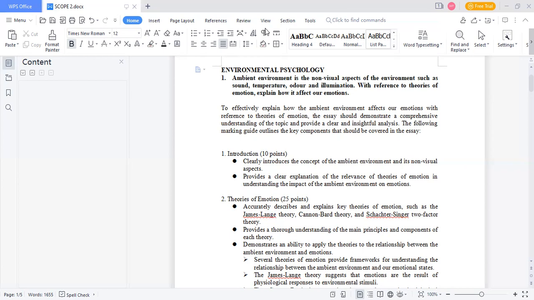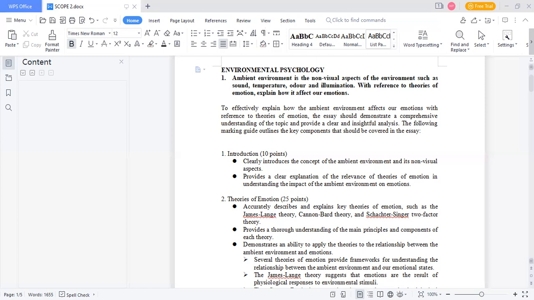So the first question that we need to look at is: ambient environment is the non-visual aspects of the environment, such as sound, temperature, odor, illumination. With reference to theories of emotion, explain how it affects our emotions. As I reread the question: ambient environment is the non-visual aspects of the environment, such as sound, temperature, odor, illumination. With reference to theories of emotion, explain how it affects our emotions.